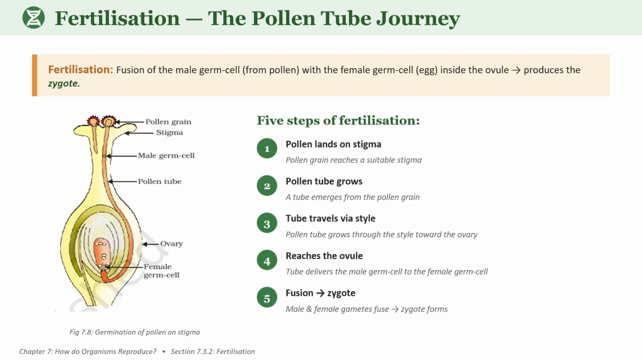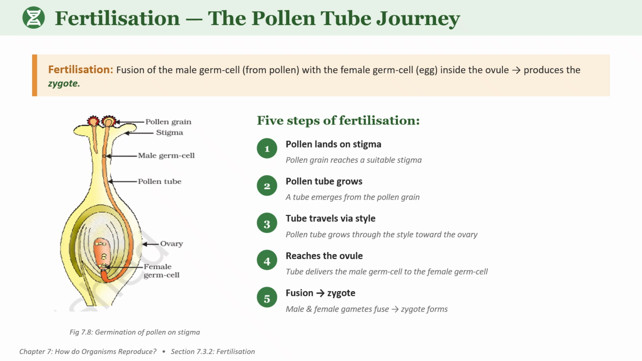So next we are going to see fertilization, the pollen tube journey. What is happening in fertilization? For that we should first learn what fertilization is. Fertilization is the fusion of male gamete with a female gamete to form a zygote. What are the steps in fertilization? First step, the pollen lands on the stigma. So the pollen grain reaches the stigma after pollination.